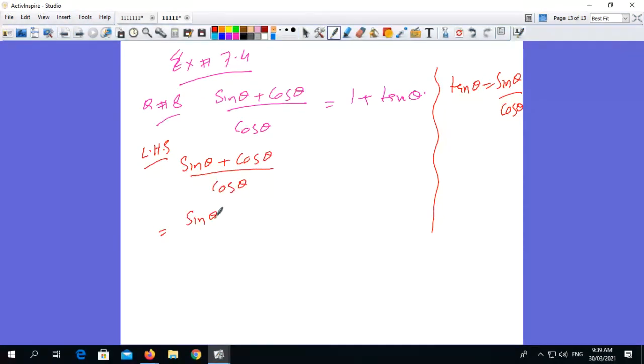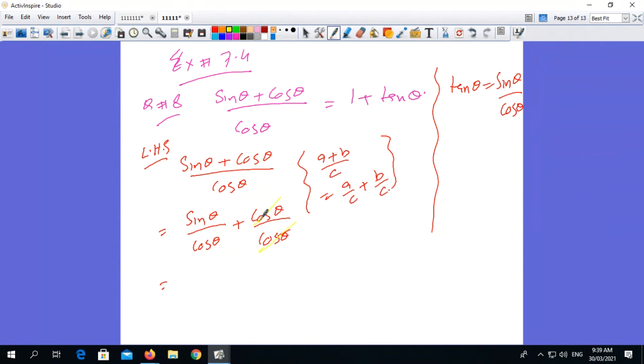We may write it as sin theta by cos of theta plus cos of theta by cos of theta, using this result: if we have a plus b by c, we may write a by c plus b by c. Now cos theta can be cancelled with cos of theta, and we are left with sin by cos, which becomes tan of theta, and 1. We rearrange it as 1 plus tan of theta, which is right hand side. This is the first question which I solved here.